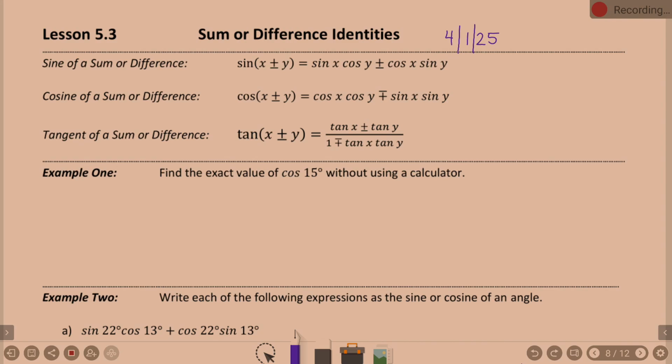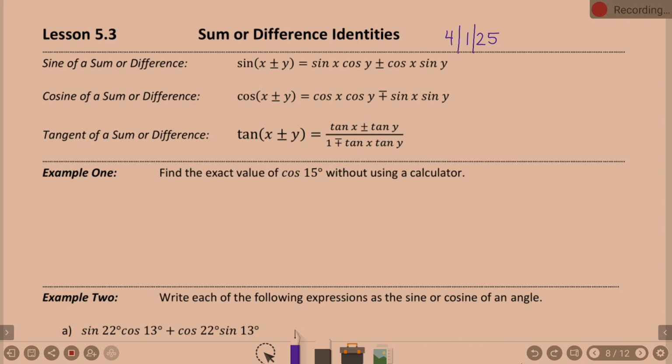Then we have tangent. Tangent looks very different, but tangent of x plus or minus y, you have this fraction. It's plus or minus on the top, minus plus on the bottom. So again, pay attention to those signs. When you see plus or minus, we're going to use the same sign. When we see minus plus, we're going to flip that sign. Okay, now, those are the identities. They're going to make more sense as we work our way through them and practice using them.